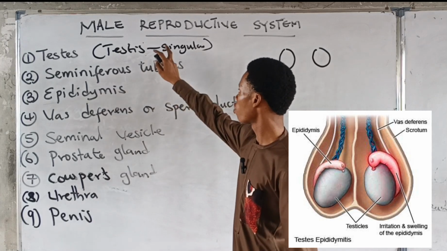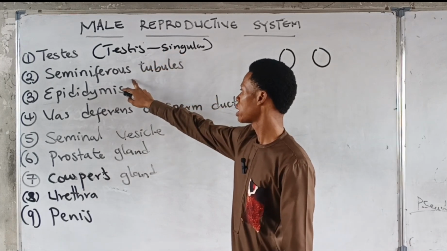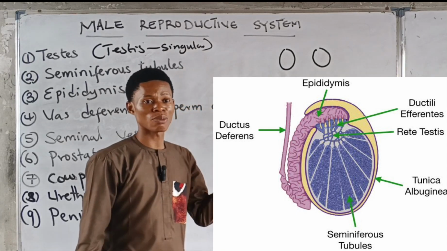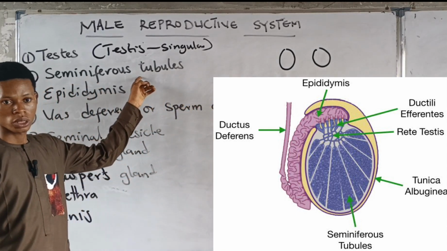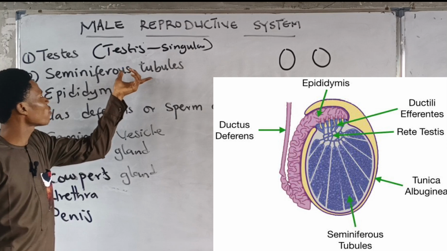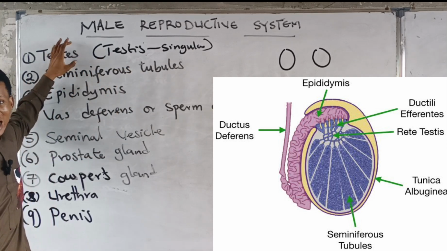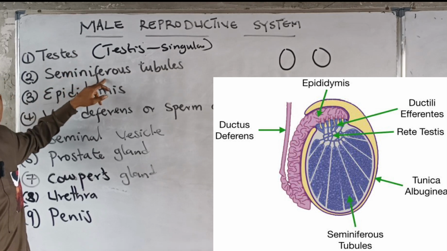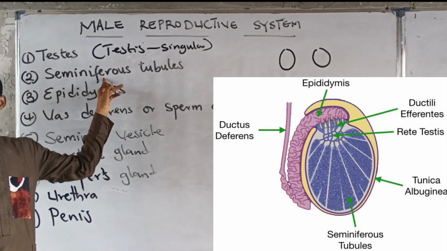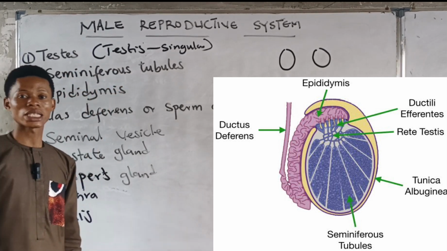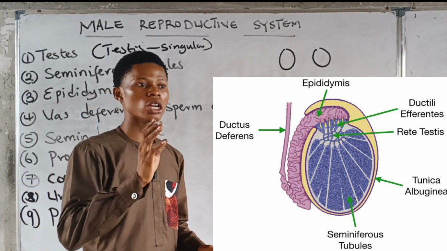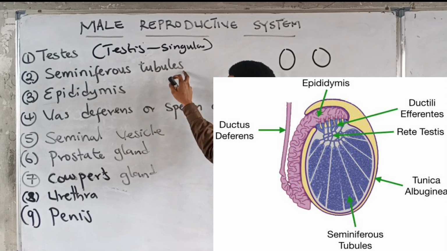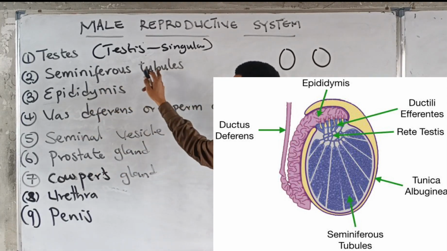Now, the next part of the male reproductive system is the seminiferous tubule. Please take note, the function of the seminiferous tubule is to produce sperm. This seminiferous tubule is still found in the testis, and it is the specific part of the testis where the sperm is produced. Do we understand? So if you are asked in an exam which part of the male reproductive system produces sperm, what will you say? Seminiferous tubule. So this is where sperm is produced.